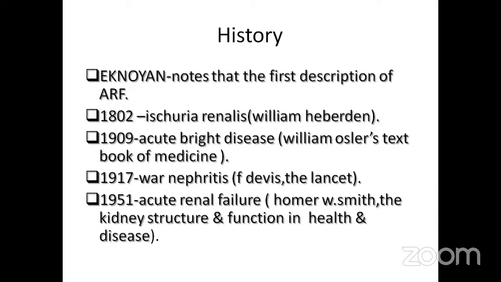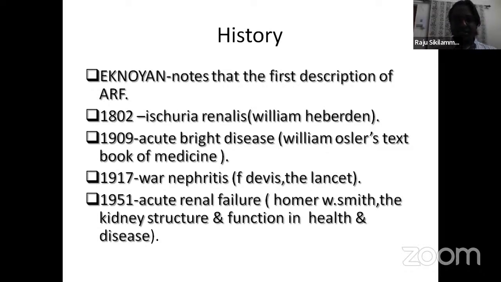History. First, Egyptian notes record the first description of ARF. Thereafter, it was coined by William Heberden in 1802 as ischuria renalis. Then ARF was renamed acute Bright's disease in the 20th century by William Osler's textbook of medicine in 1909. Then in the first World War time, Davies in the Lancet defined it as war nephritis in 1917. Then Homer Smith is credited for introducing the term acute renal failure in 1951, in The Kidney: Structure and Function in Health and Disease.